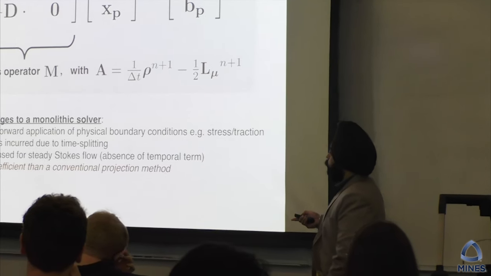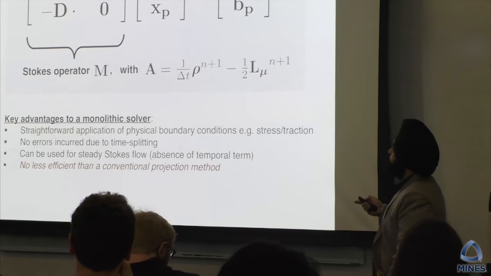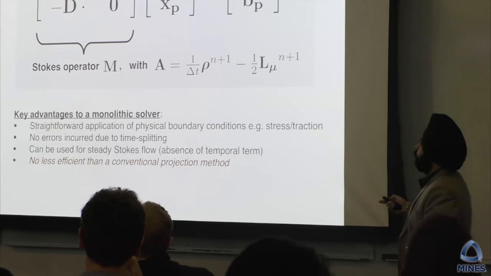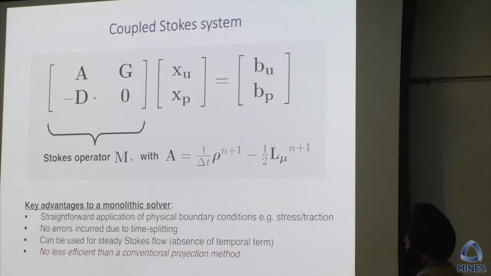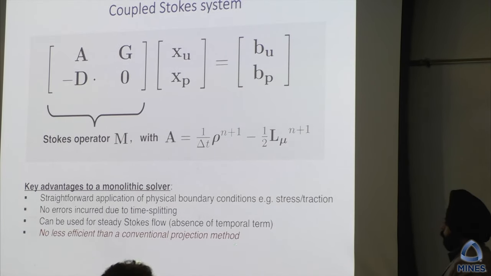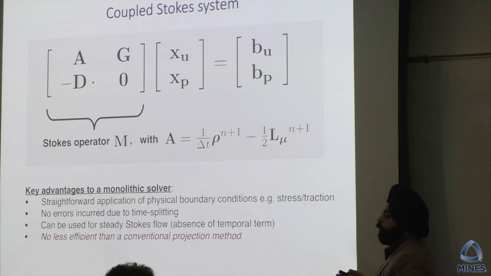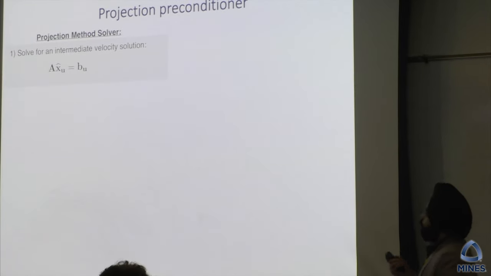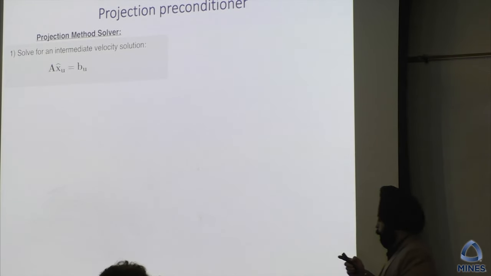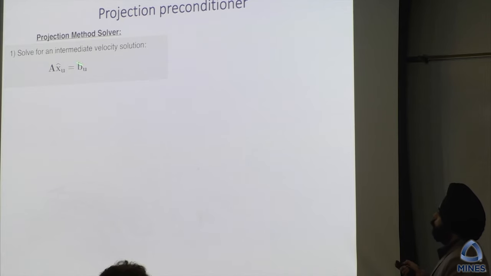And most importantly, if we just want to simulate Stokes flow, which does not have any inertia term, you can still do that using the same infrastructure. And we have found that our method of solving this equation simultaneously is no less efficient than a projection method or a time splitting approach. Okay, so what is a projection method? In the projection method, you first solve the momentum equation without accounting for the pressure term. So you invert a system and find an approximation to the velocity field.